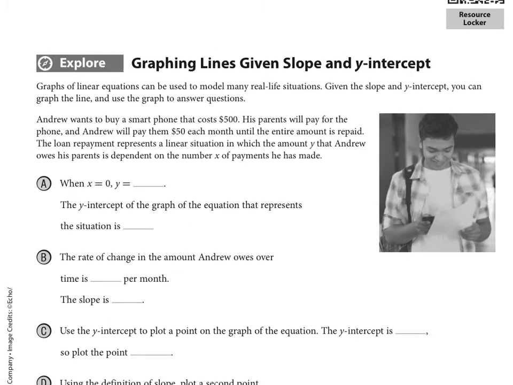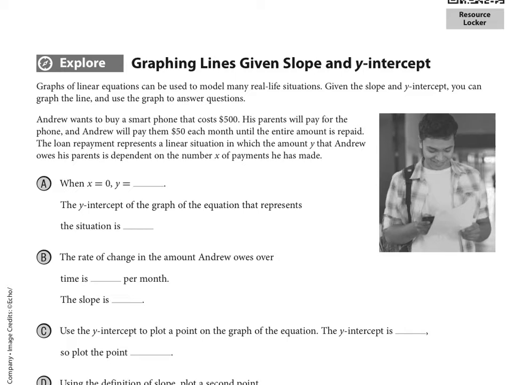So we have Andrew wants to buy a smartphone that costs $500. His parents will pay for the phone. Andrew will pay them $50 each month until the entire amount is repaid. The loan repayment represents a linear situation in which the amount y that Andrew owes his parents is dependent on the number x of payments he has made. So the y depends on the x, or the amount he owes depends on how many payments he's made so far. So let's break down this problem and get the information that will help us.